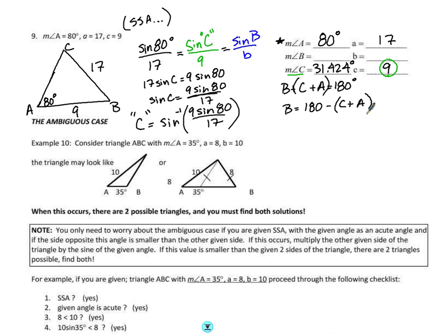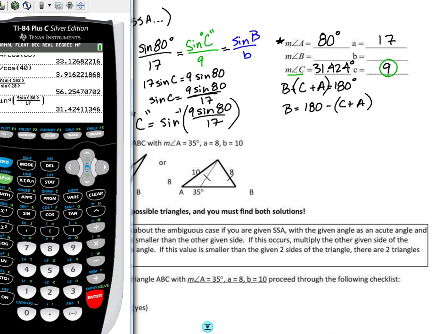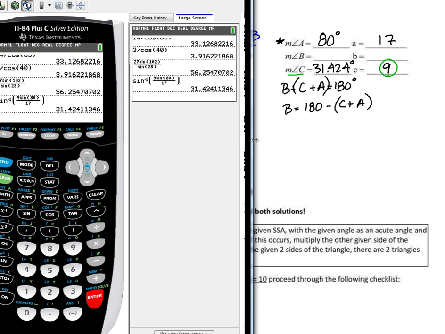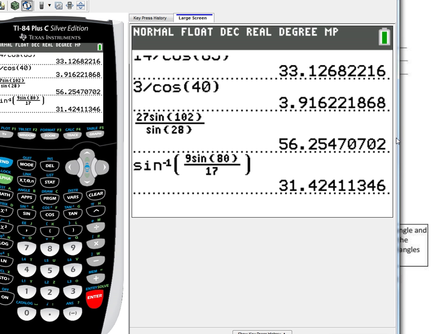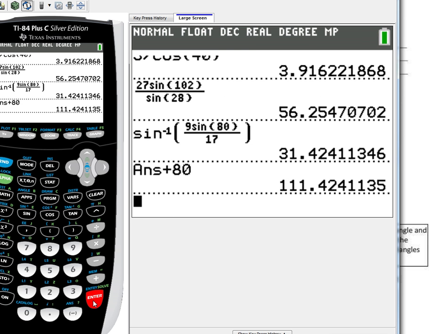So, in my calculator, I want to make sure I go through those steps. So I'm going to add this 31.424 and the whole value here, and I'm going to add that to the other angle I know, which is 80. So I'm going to take the answer from the previous and add 80 to it. Now I'm going to take away that from 180. So to do that in my calculator, I do 180 degrees, minus, I want to take the previous answer. So if I hit second negative sign, it allows me to select the answer from the previous problem. So that is equal to 68.576. And that's my other angle.